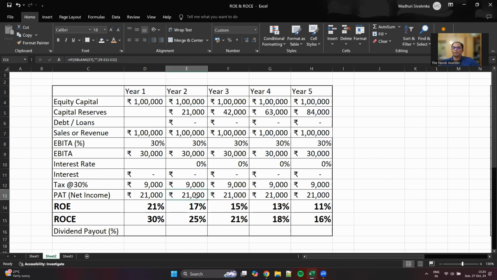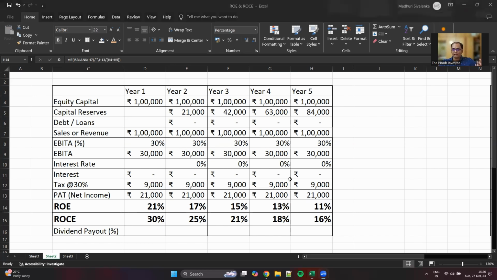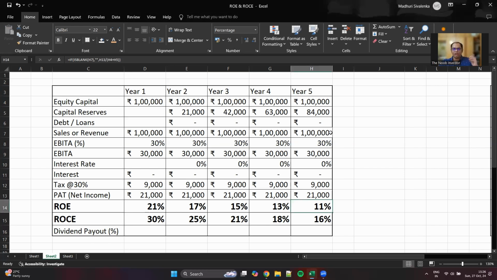So basically, this is the effect of compounding. What is happening here is that you're not able to compound your earnings, right? So in year 5, I have 84,000 rupees in capital reserves. So that is where of 1,84,000, I'm only getting 11% return, right? So that means for me, ROE is also a compounding metric. So this is another important factor when you look at a company, whether your amount is getting compounded or not. Here, why is it not getting compounded?